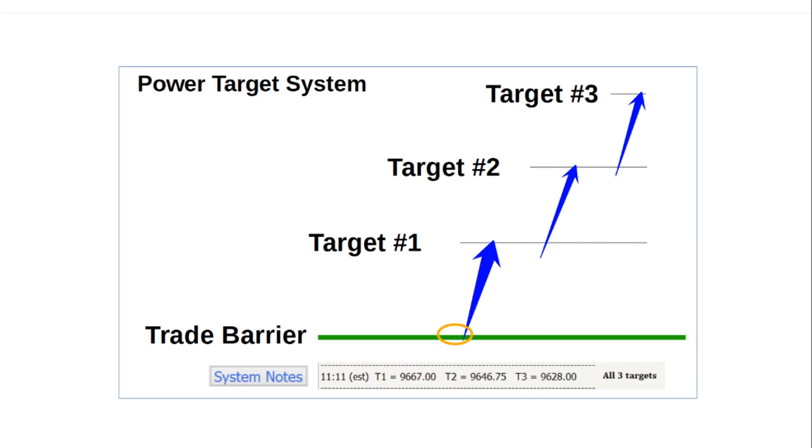And again, if you're taking off half at the first target, then pulling up a stop to below your trade barrier, you're going to be knocked out with a small gain, most likely, right? Definitely at break even, and probably with a small gain.